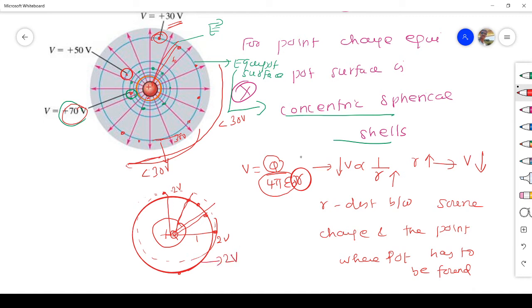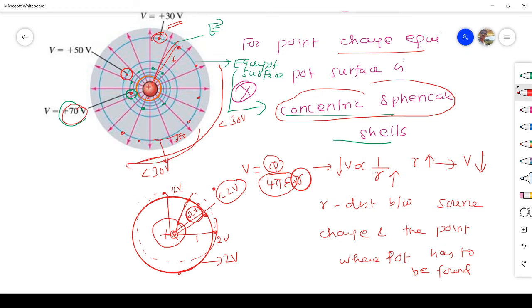That's why we have concentric spherical shells as an equipotential surface for a point charge. Clear? So why is it concentric? For this point, it is 2 volt. If you draw in this area, the voltage will be less than 2 volt. If you draw here, it will be greater than 2 volt, because the closer the distance, the potential will increase. Away from the distance, potential will decrease.